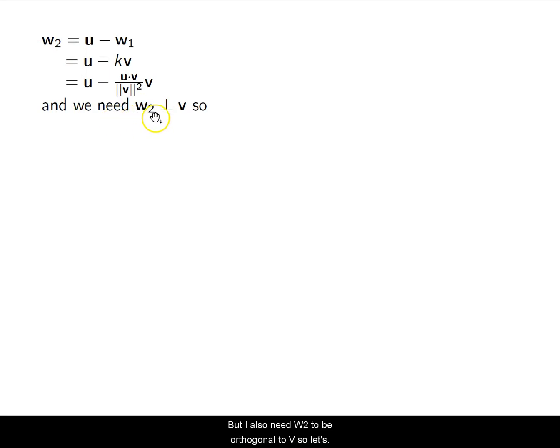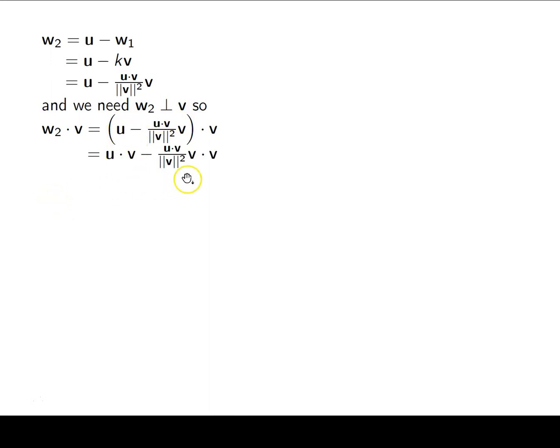But I also need W2 to be orthogonal to v. So let's take the dot product of W2 with v and see what happens. W2 dot product v gives me W2 and the dot product with v. Now when I dot product with v, the v will distribute into this vector that I have. So I have u dot product v, then u dot product v over norm v squared times v dot product v. And if you notice, v dot product v is just the norm squared of v again.